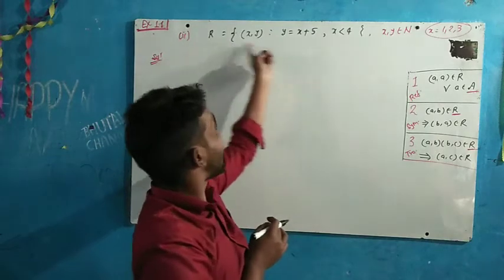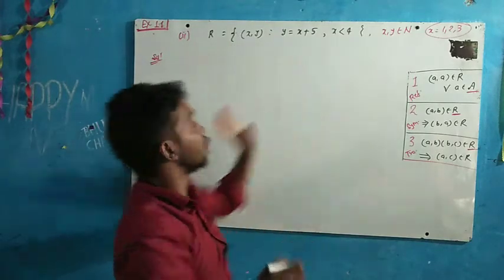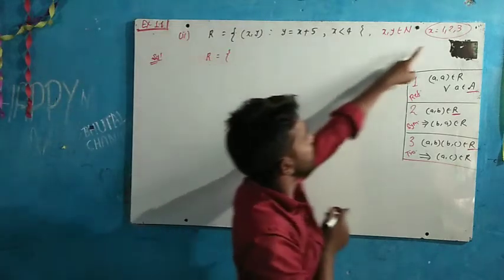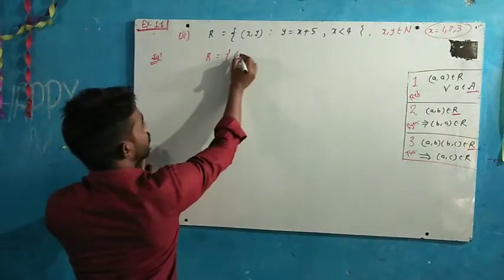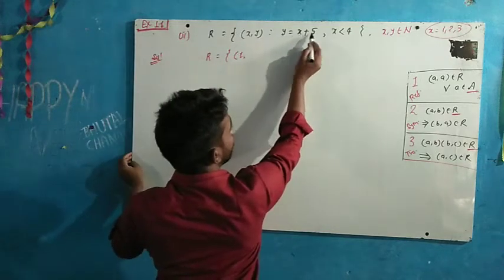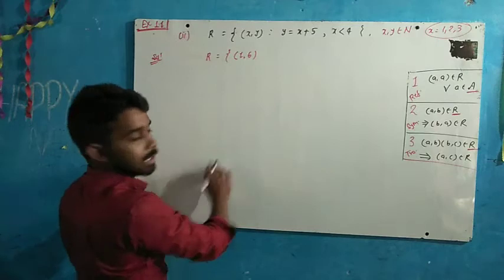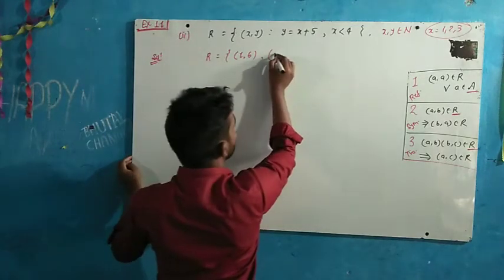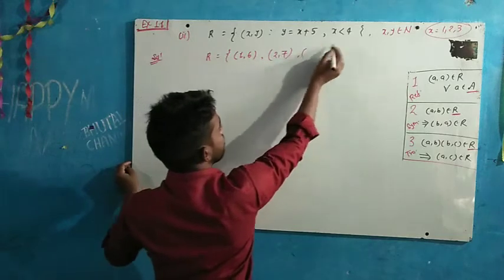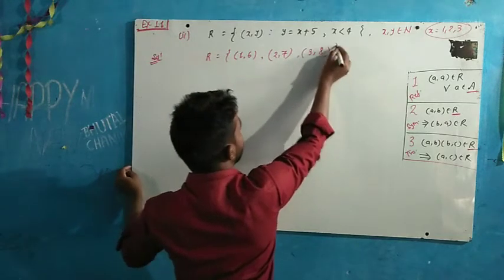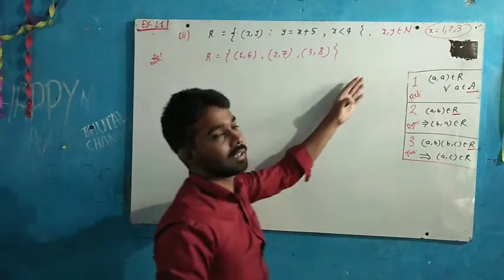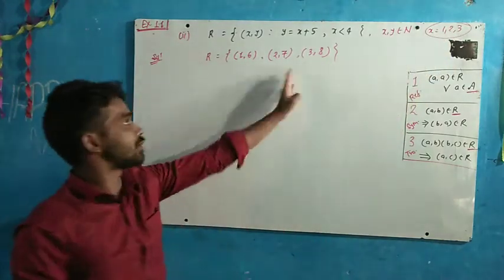So now this R is given in set-builder form. Now we can write it in tabular or roster form. See, the first value of X is 1. If X is 1, what will Y be? 1 plus 5, that is 6. Clear? Similarly, X value 2, so what do we get? Y is 2 plus 5, 7. And X value 3, so (3, 8). Now no more values of X are possible. So now relation R is given in roster form.